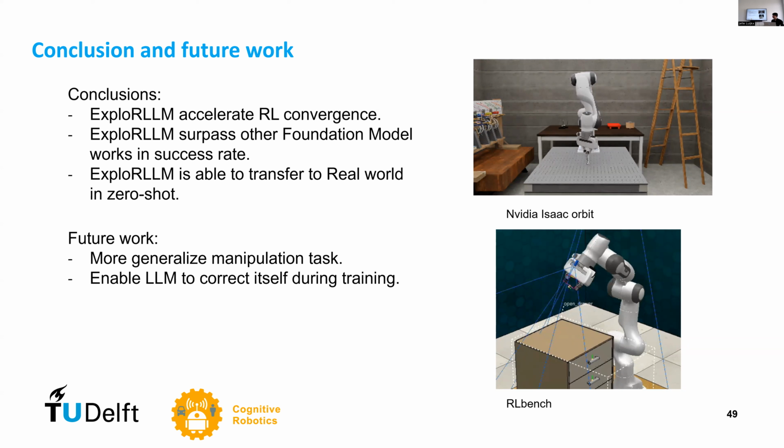And for the future, we want to do some more generalized manipulation tasks and enable the large language model to correct itself during the training. For example, our current method just prompts the large language model once before the training. However, it is not that robust and it might fail, or sometimes we require too much prompt engineering. So we want to use reinforcement learning to get some feedback at the high level and use that feedback to correct the large language model.